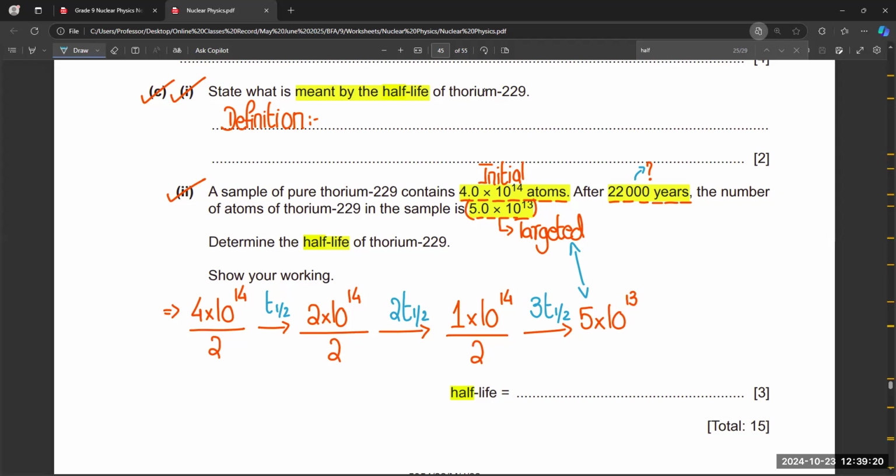And how many half-lives do we perform in this time? 3 half-lives. Okay. So if we talk about time, we know that we perform 3 half-lives. So if we divide this number by 3, you will get your answer for the first half-life. Yes, any question?